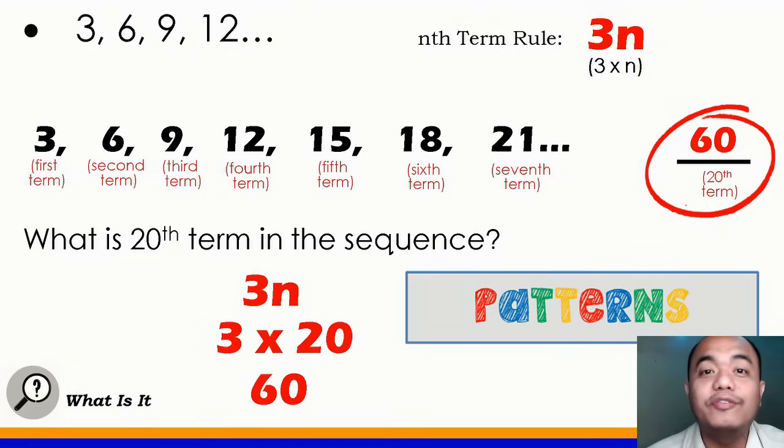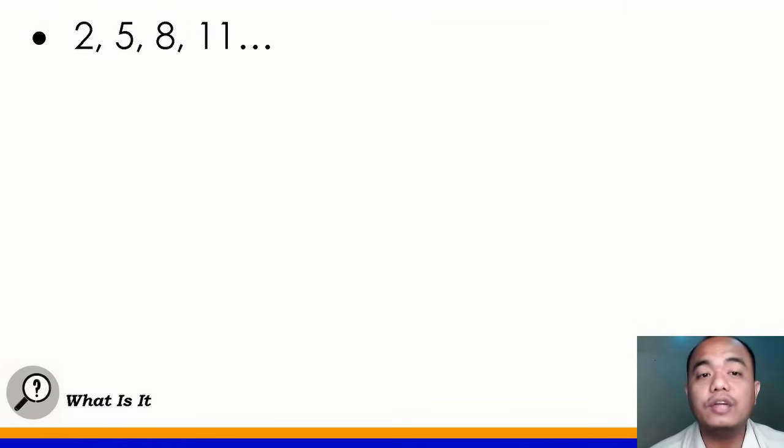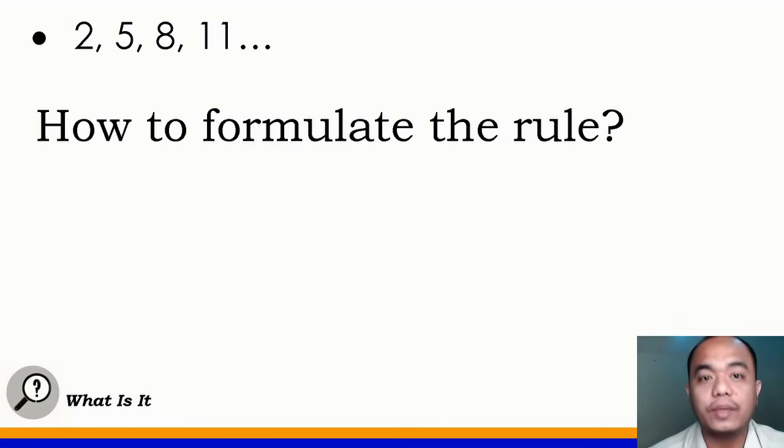Yes, we look for patterns. And that's the very common way of finding or formulating the nth term. We find patterns. Let's proceed to our second example, 2, 5, 8, 11. And again, we will answer these questions.